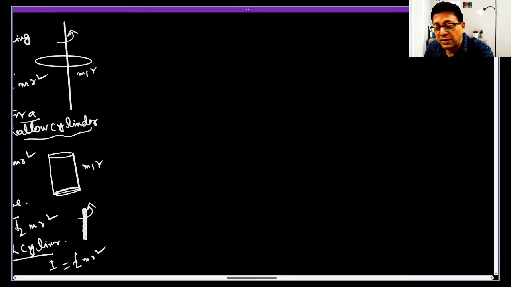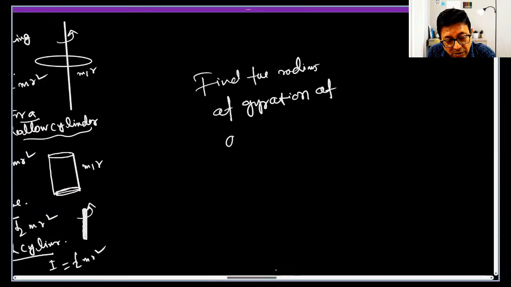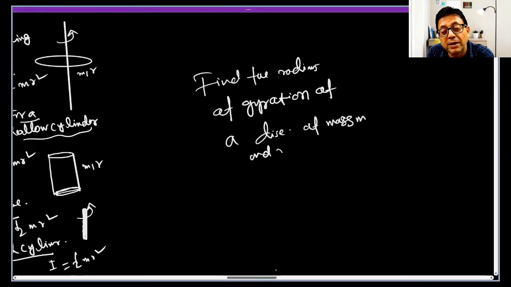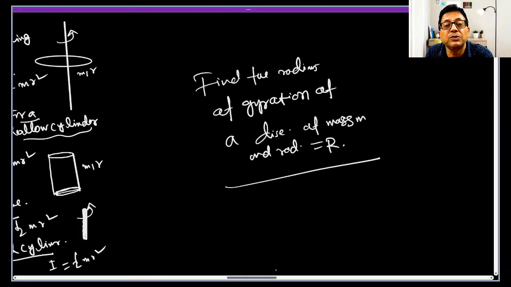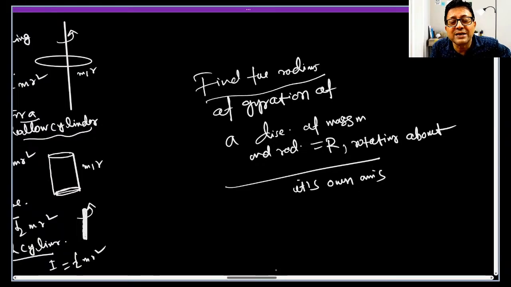Just do one problem on radius of gyration. Find the radius of gyration of a uniform disc of mass m and radius equal to r, rotating about its own axis.